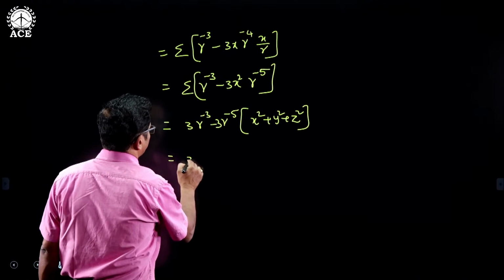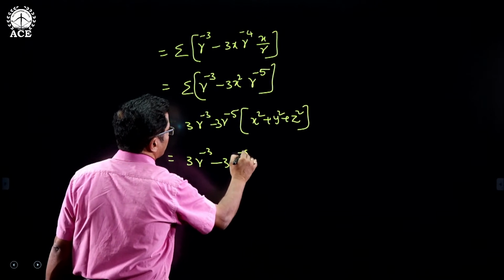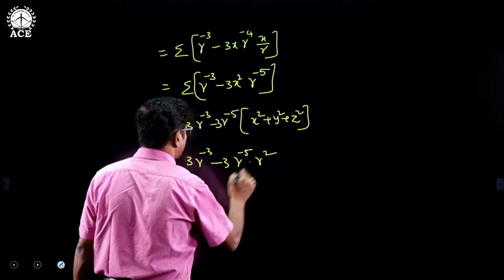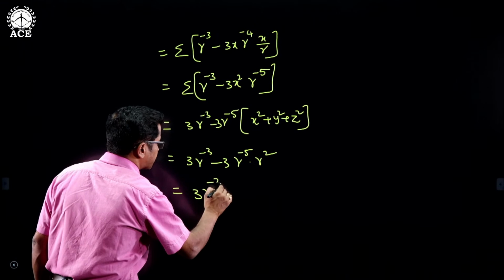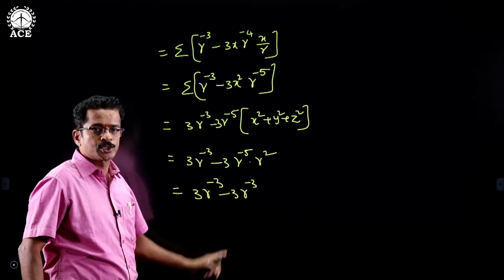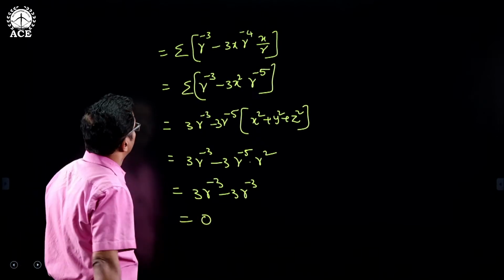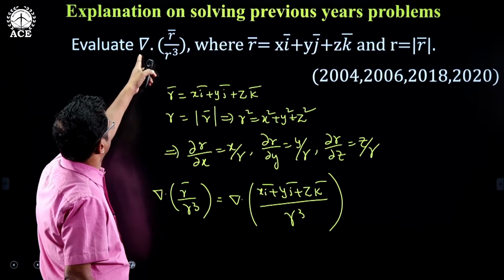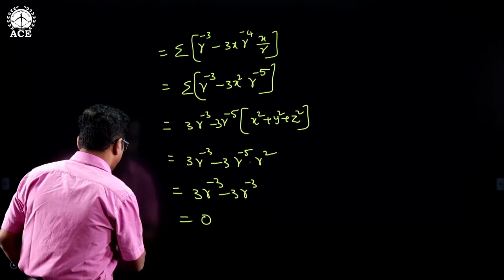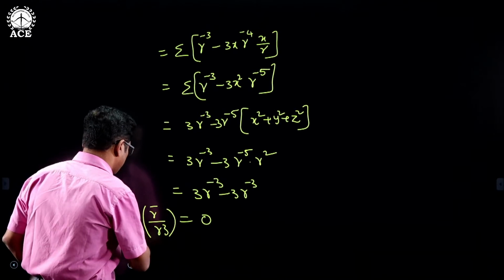Okay. So which is equals to 3 into r power minus 3 minus 3 into r power minus 5, where x square plus y square plus z square is r square. So which is equals to 3 into r power minus 3 minus 3 into r power minus 5 into r power minus 2, which is r power minus 5 plus 2, r power minus 3, which is equals to 0. Okay. Means del dot of r bar by r cube is going to be 0. That is del dot of r bar by r cube is 0.